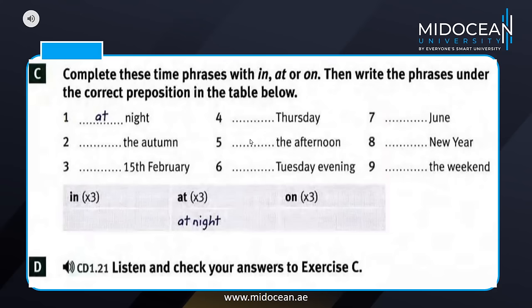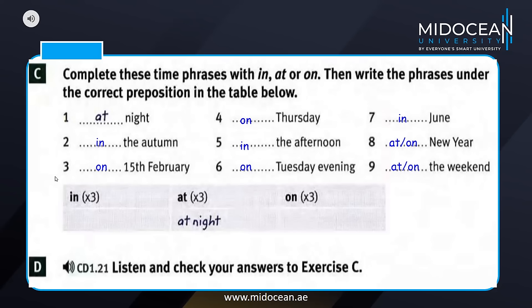Okay, now listen and check your answers. Unit 2, Work and Leisure, Track 21. 1. At night. 2. In the autumn. 3. On the 15th of February. 4. On Thursday. 5. In the afternoon. 6. On Tuesday evening. 7. In June. 8. At New Year. On New Year. 9. At the weekend. On the weekend.